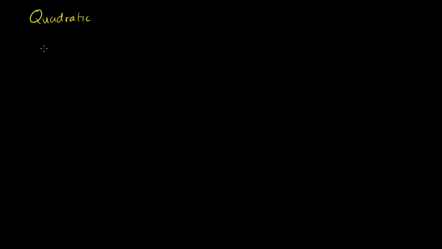So let's say I have the quadratic expression, x squared plus 10x plus 9. And I want to factor it into the product of two binomials. How do we do that? Well, let's just think about what happens if we were to take x plus a and multiply that by x plus b. If we were to multiply these two things, what happens?